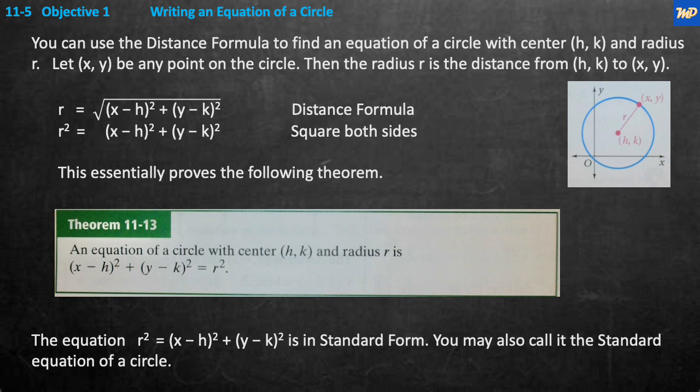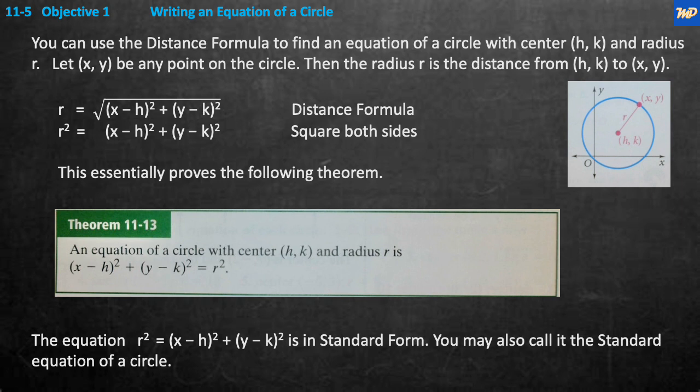Okay, objective 1, writing an equation of a circle. You can use the distance formula, if you remember that from the past, to find an equation of a circle with center h, k and a radius of r. So let x and y be any point on the circle. Then the radius, r, is the distance from h, k to x, y. That would give you your radius.